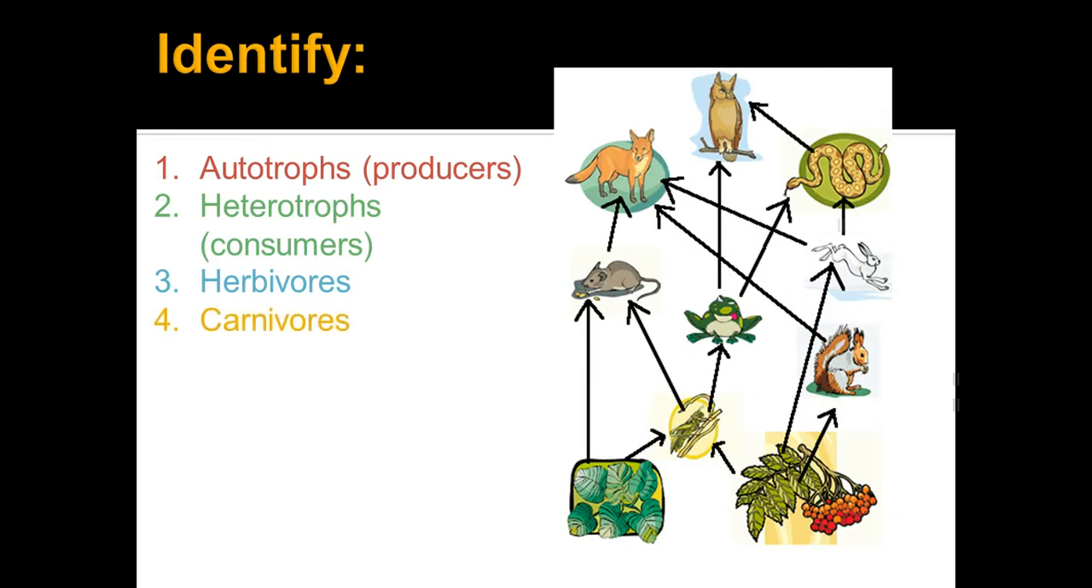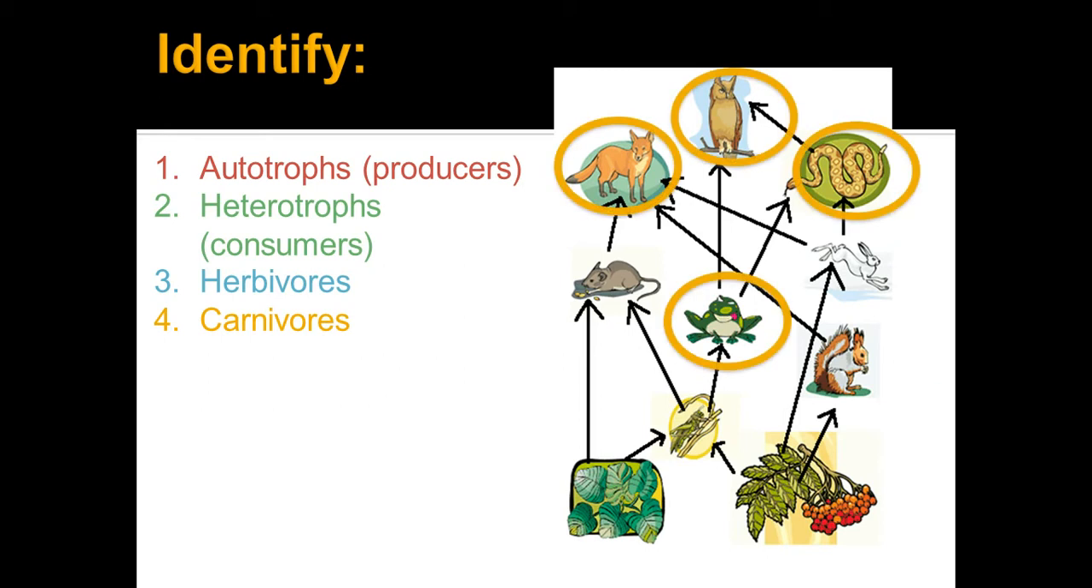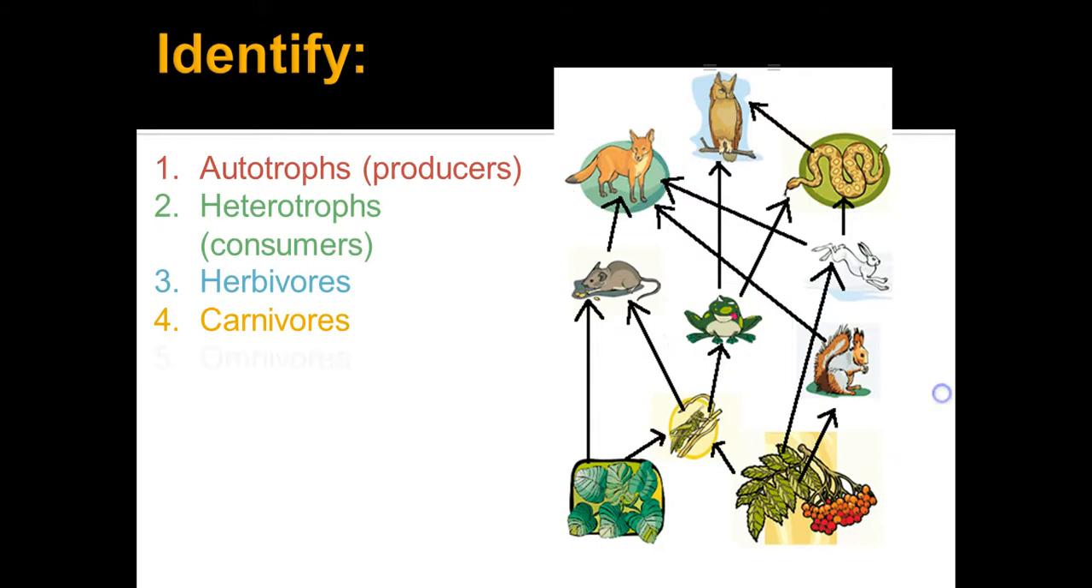Next, please identify all the carnivores. These are things that only eat meat, or other animals in this case. Notice that these are things that do not eat both plants and animals.